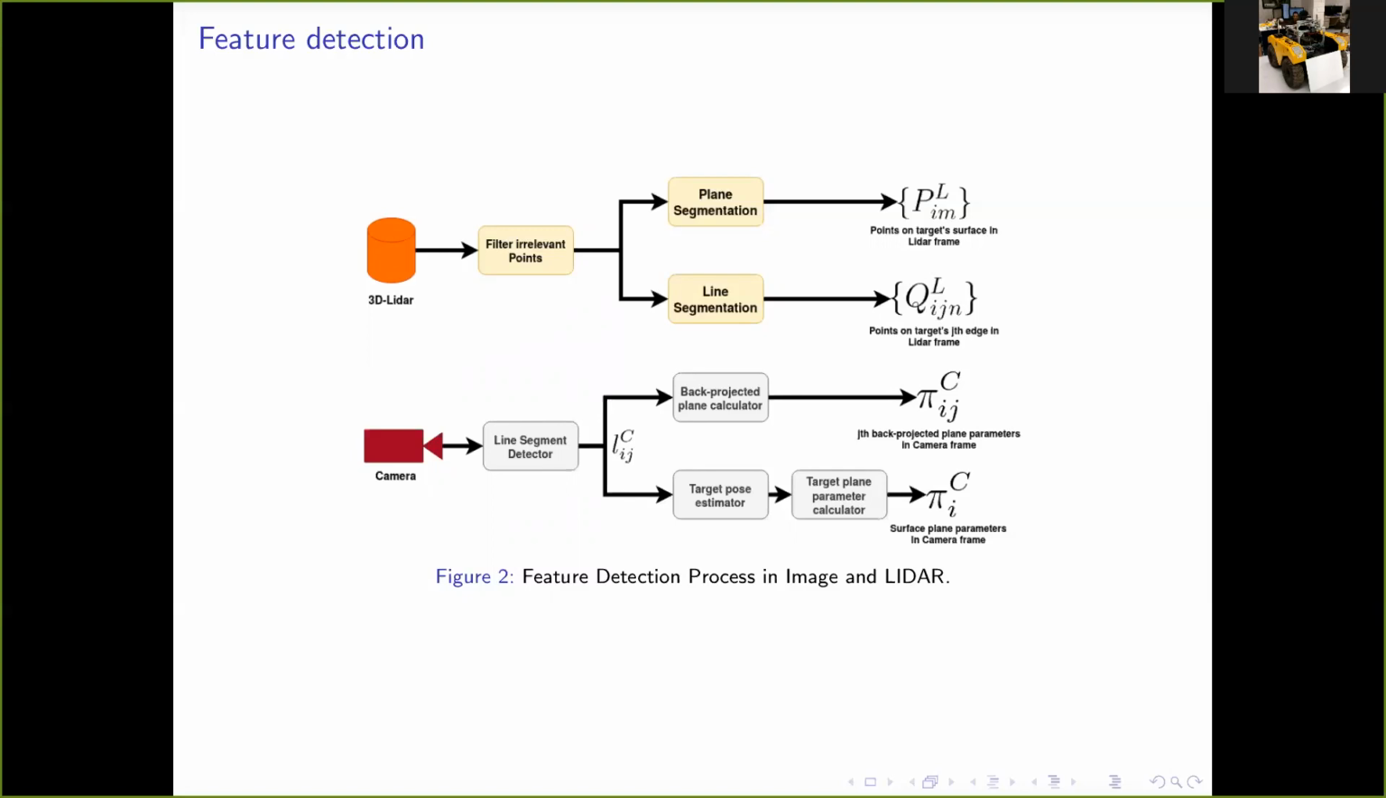As far as the camera images are concerned, we just need to detect the line segments which define the edges of the target. The detected line segments are further used to determine the respective back projected planes and also the plane parameters of the calibration target surface.